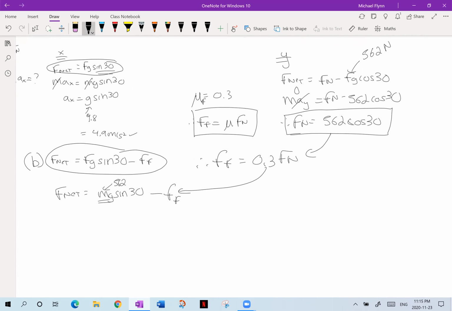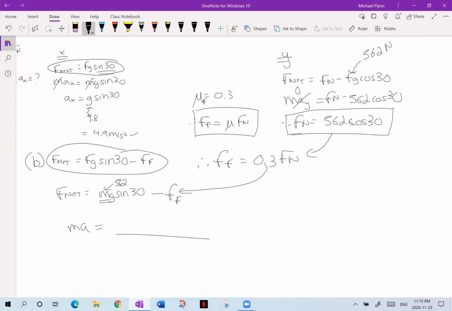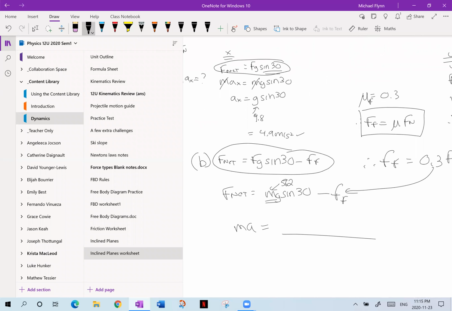Okay, so now we replace the net force with ma, and there you go. You can solve it for the rest, and I'll leave it to you. All right, so that's how you do an inclined plane problem with friction. You just break it into components. Now, we've been working on components, and hopefully it's generalized enough in your head that you'll be able to figure that out when you're doing an inclined plane problem.